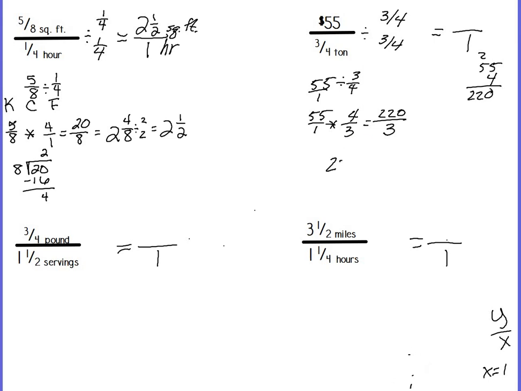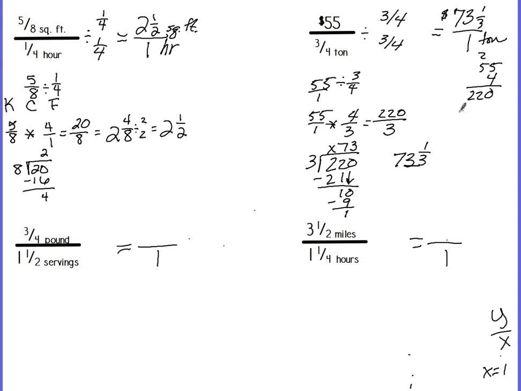So then now I have 220. 3 are going into each group. It can't go into 2, but it can go into 22 7 times. So minus 21. Bring down the 0. 3 goes into 10 3 times. 3 times 3 is 9. So I'm left with 1. So this becomes 73 and 1/3. So this tells me that there's 73 and 1/3 dollars per 1 ton.